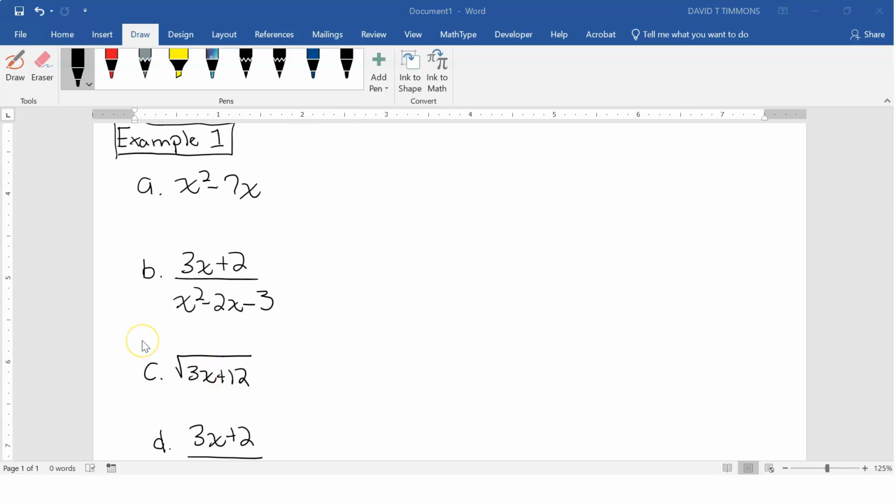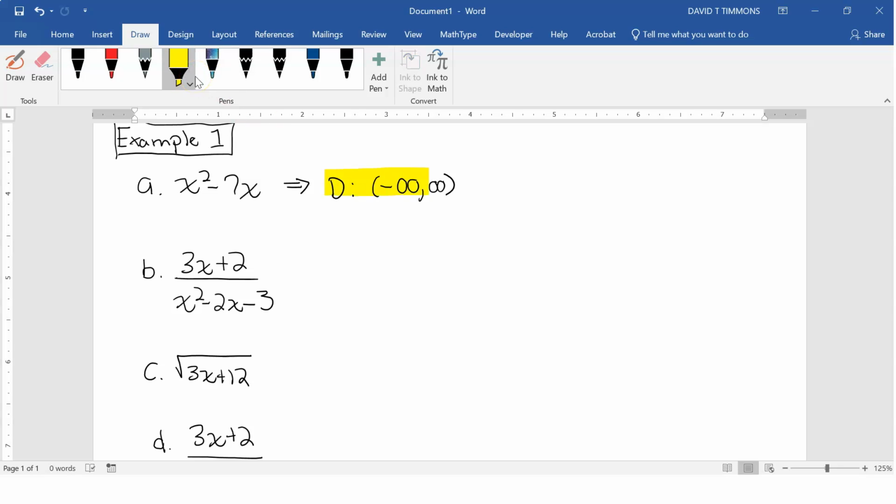Let's look at example 1, which is on page 299 of your textbook. So they give us 4 different functions. We'll look at each one individually. So part A is x squared minus 7x. Now remember, the two things we need to be concerned about are values that cause division by 0 and negative square roots. If you look at this function, we don't see either of those. There's no denominator and there's no square root in this function. So in this case, the domain, and I'll just abbreviate here with capital D, the domain is going to be all real numbers.